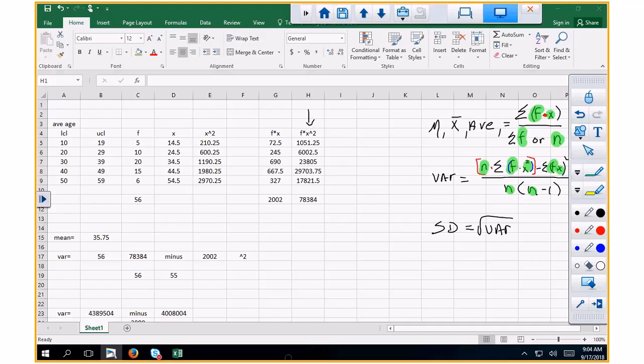Okay, so to answer your question, where is f times x squared? Where is the column that says f times x squared? It's right there, and I'm going to add it up. How'd you get those? How'd I get what? That column, f times x squared. I did the column to the left of that, squared, f times x. And then I added both of those up. And then you plug them in your formula.